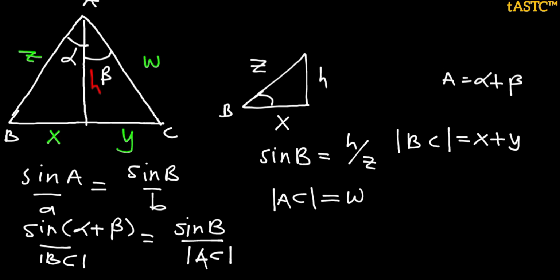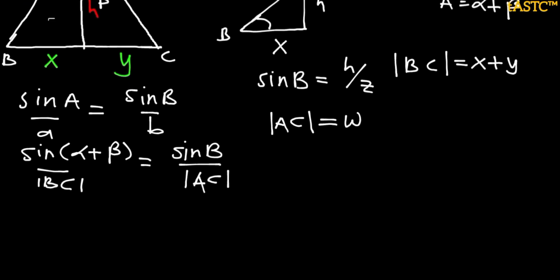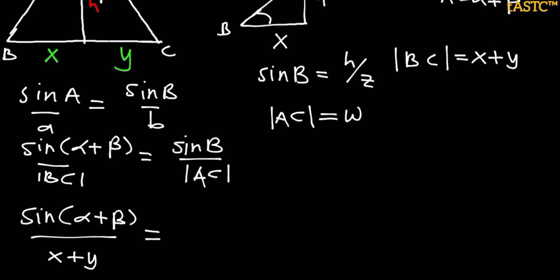So what I'm going to do is plug in all these values into the stuff that we got. So I'm going to take it a little bit upper now. So this is going to be sine of alpha plus beta. This will be divided by BC, which in this case is going to be X plus Y. Now sine B is the same thing as h divided by Z. This will be divided by AC, which is w. And that is what you got.